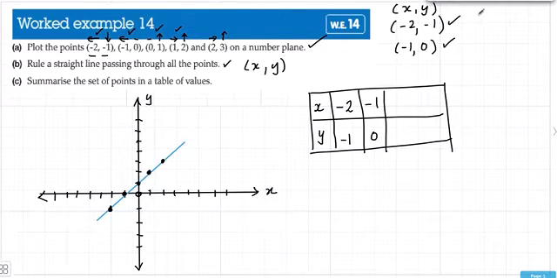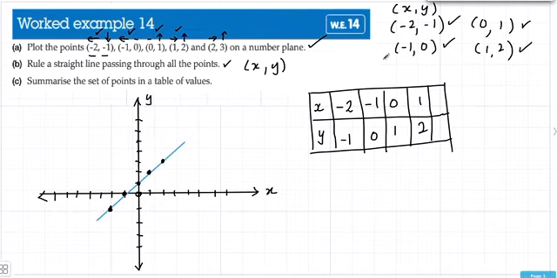Next one was 0, 1. So 0 is the x, it's the first number, 1 is second. Then we had 1, 2, and the last one was 2, 3. So I'll put that in the table like that. So this is a table of values that's actually represented by the graph here and the straight line that goes through those points on your graph as well.